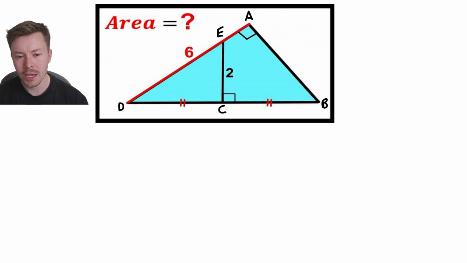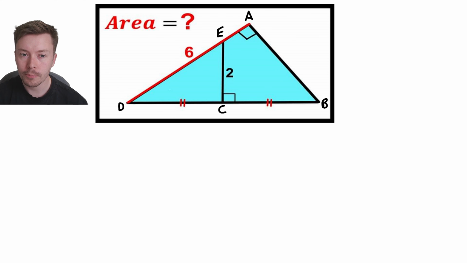This week's problem is finding the area of this blue triangle. As you can see, it's kind of rotated to the right, with a right angle at the top, and then we've got this vertical line inside our triangle which has a length of 2, and that splits the hypotenuse of the larger triangle ABD into 2.